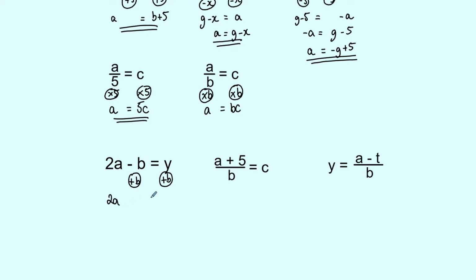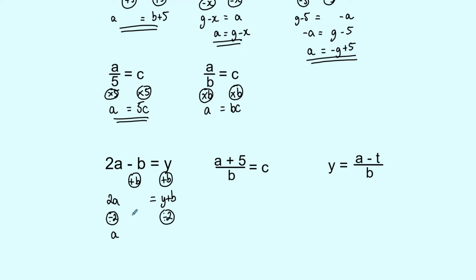That will give us the 2A on its own, because minus B and plus B cancel, and leaves us with Y plus B on the right hand side. We're almost there, but we've got 2A and we want A as our final solution, so we're going to divide that by 2, which would give us the 1A or A that we want, on both sides of the equation.